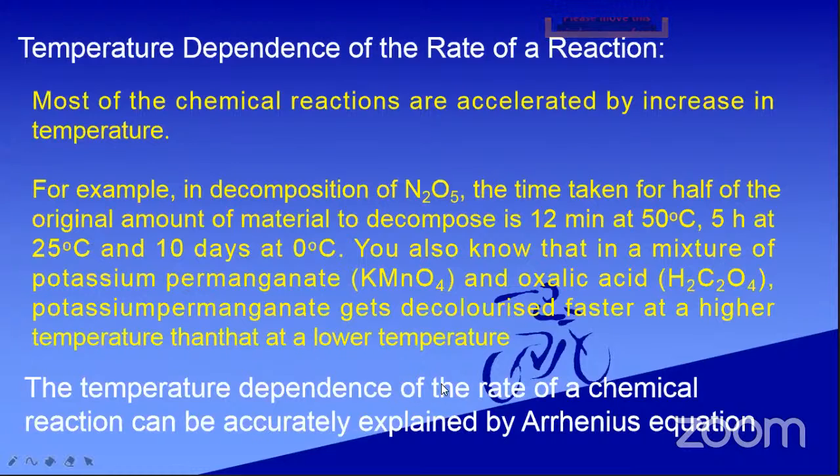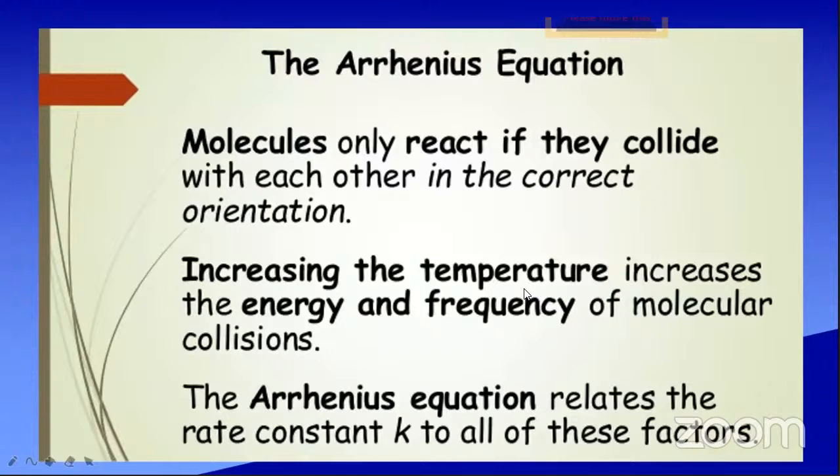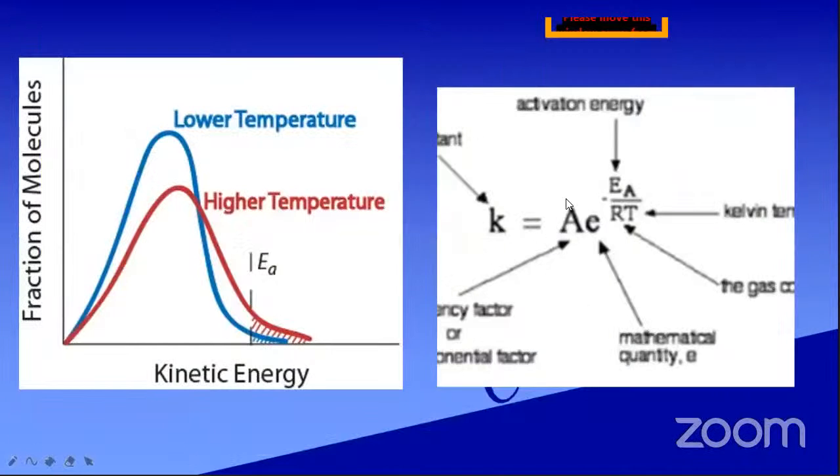The temperature effect on the rate of reaction can be explained by the Arrhenius equation. Now we will see the Arrhenius equation. What is the Arrhenius equation? K equals A into e power minus Ea by RT. This is the Arrhenius equation. Here K is the rate constant, A is the Arrhenius factor, and Ea is the activation energy.